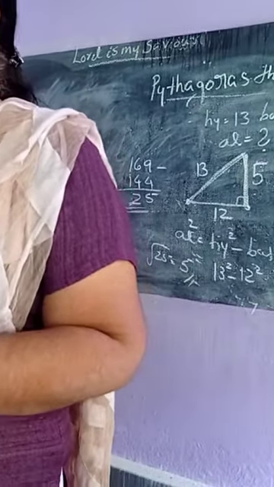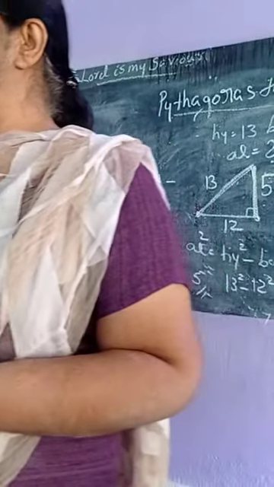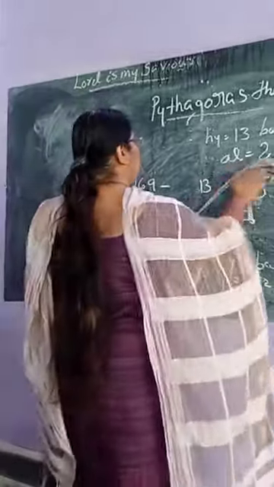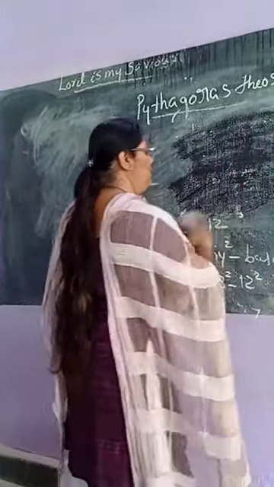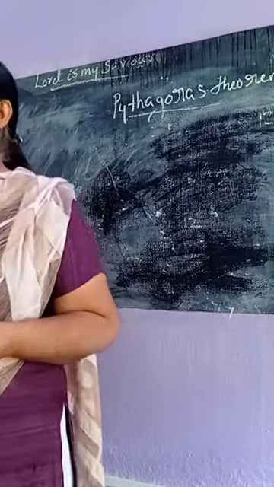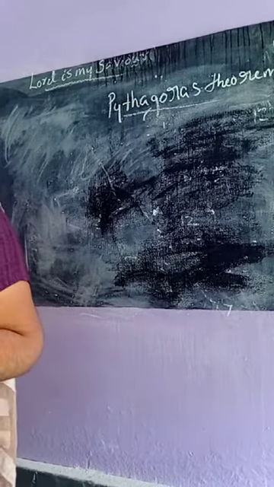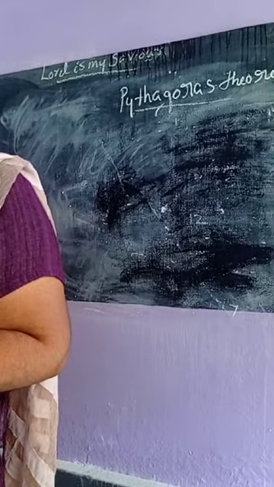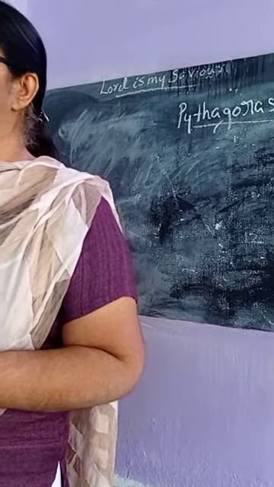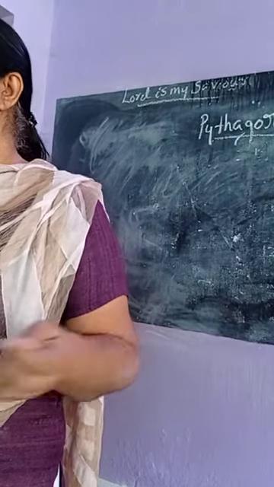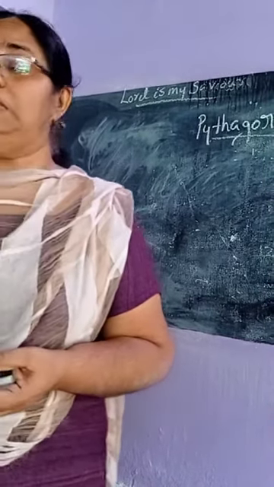One more question. A ladder reaches a window which is 15 meters above the ground on one side of the street. Keeping its foot at the same point, the ladder is turned to the other side of the street to reach a window 8 meters high. Find the width of the street if the ladder is 17 meters.